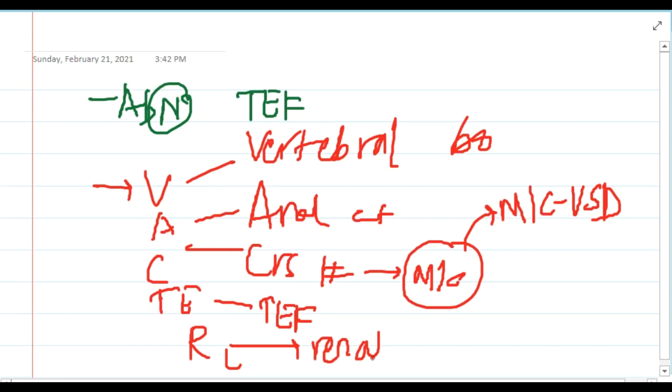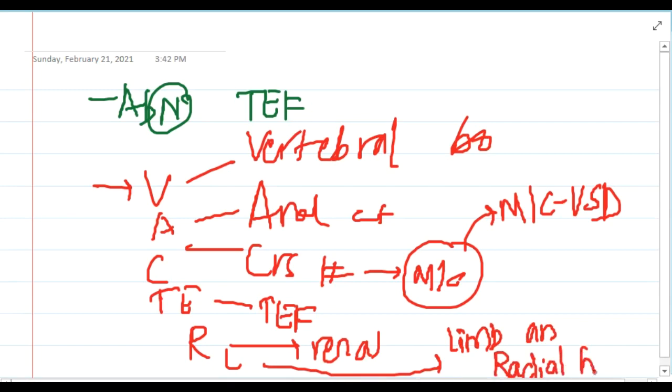Then we have L for limb anomalies, like radial hypoplasia, which can be seen. So these are the VACTERL group of anomalies associated with tracheoesophageal fistula.